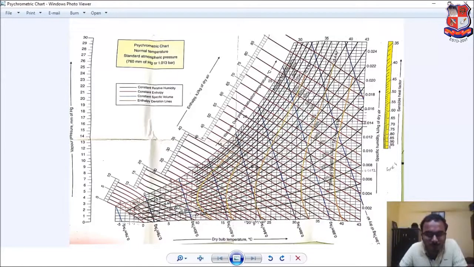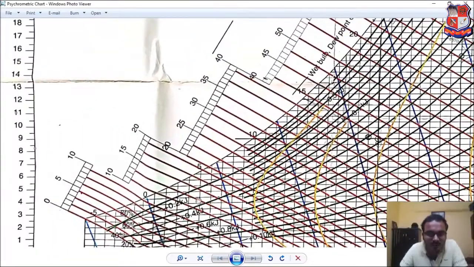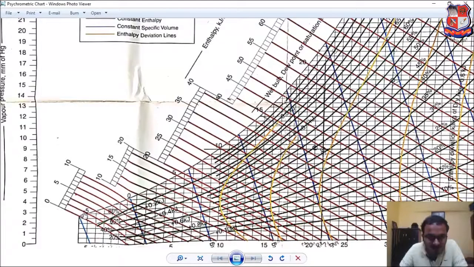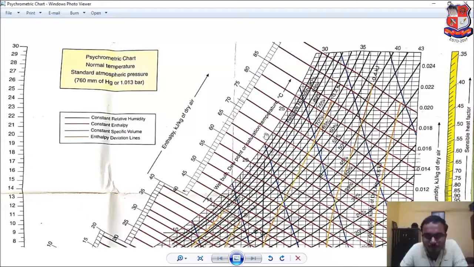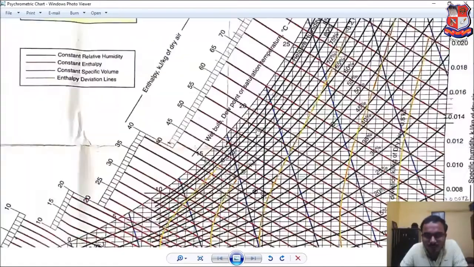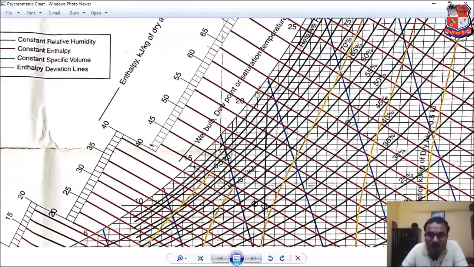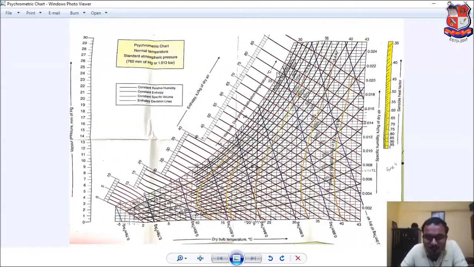Then there is one important thing, which is saturation curve. So as you can see, there is one curve that is starting from here, and this curve is going up and up to this. So this curve at the border of this entire figure is known as saturation curve, and on this curve the relative humidity will be 100%. That is the maximum amount of water vapor is contained in the air on this line. That is called as saturation curve line.